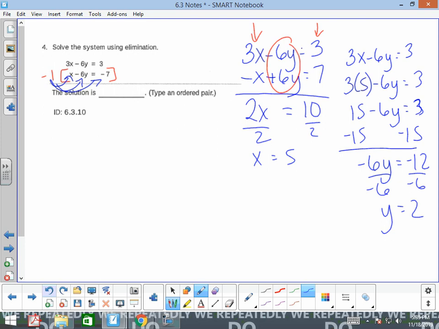All right, so this one, the answer is 5, 2. Remember, whatever x is comes first, whatever y is comes second.